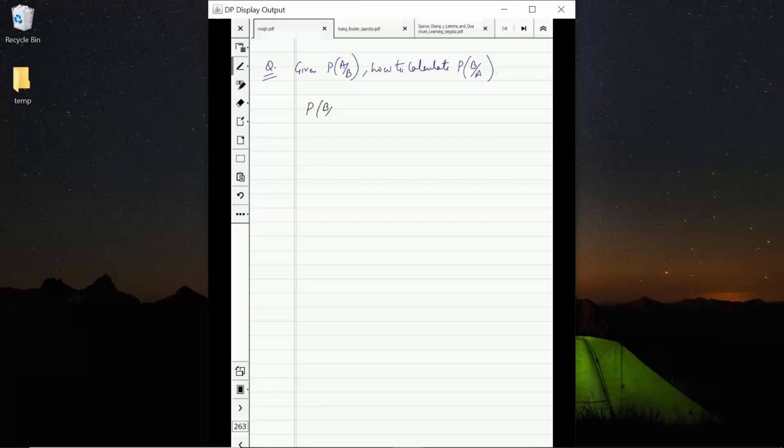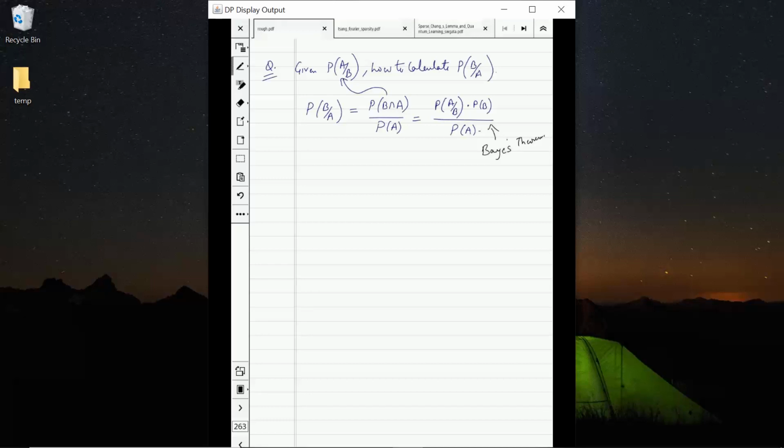Probability of B given A by our formula is probability of B intersection A divided by P of A. Now we notice that probability of B intersection A can be written in these terms. Using the similar formula, again, I can write it. And this is what we know as Bayes' theorem.